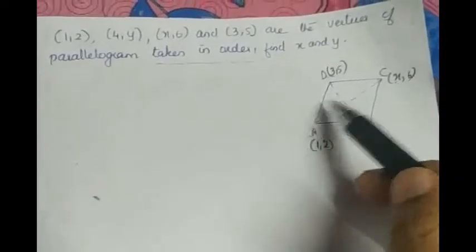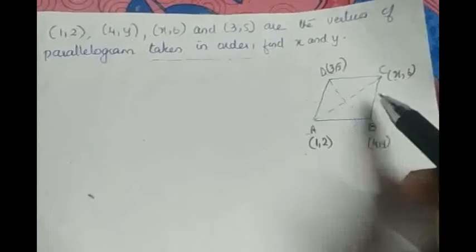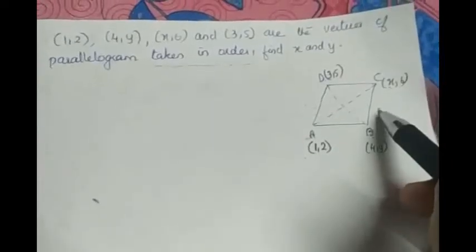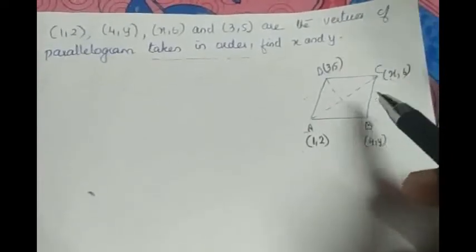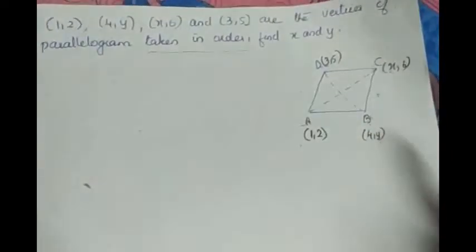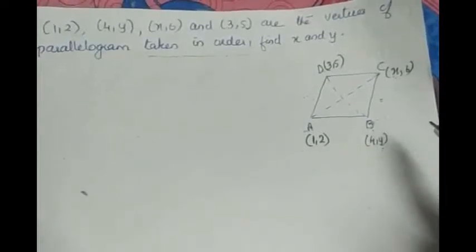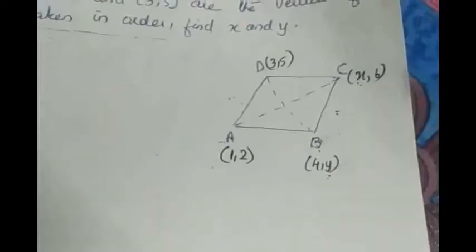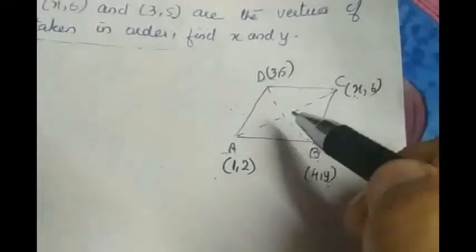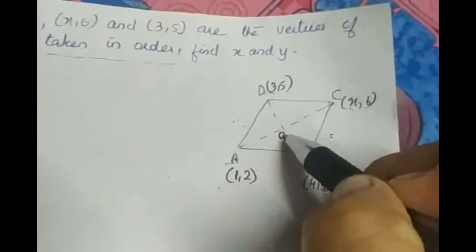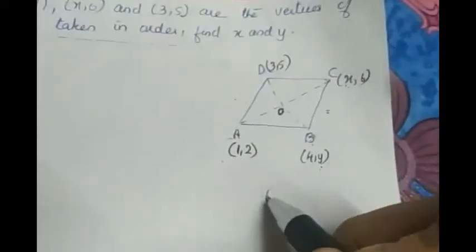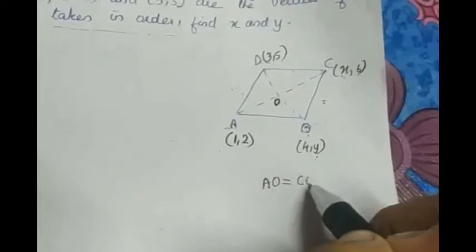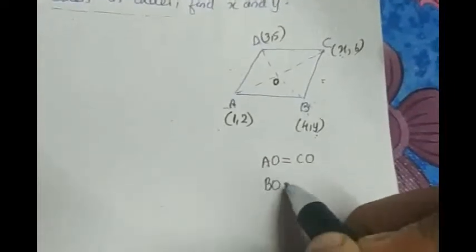Opposite sides are equal and parallel, that we know. There we can apply the distance formula and find the value. But the easiest way is, there is a specialty for the diagonals of a parallelogram. What's the specialty? Diagonals bisect each other. So if I am taking the bisecting point as O, AO will be equal to CO. Same way, BO will be equal to DO.